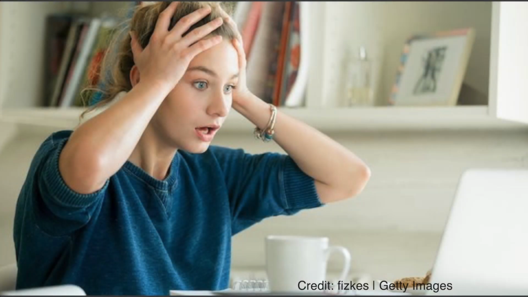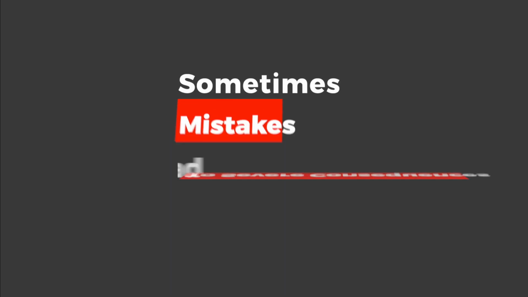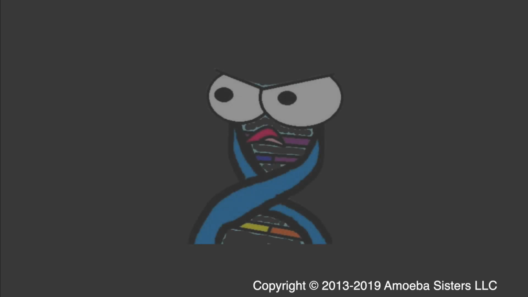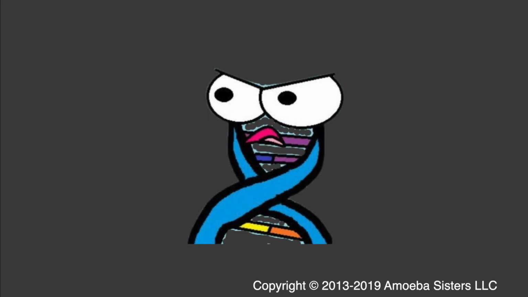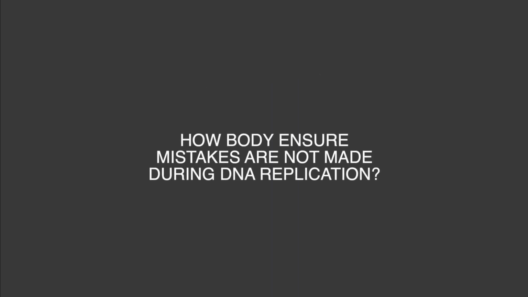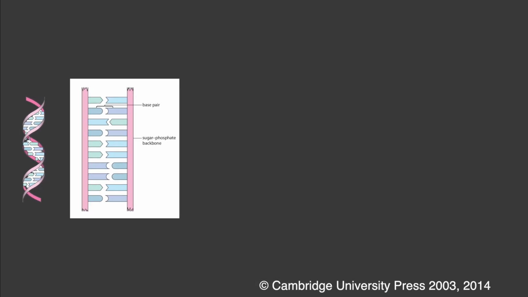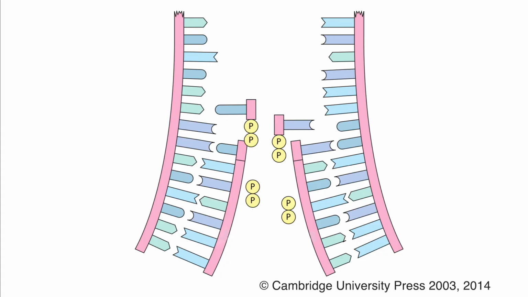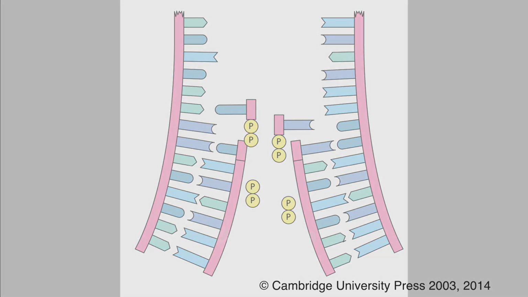Now, everyone makes mistakes. However, sometimes mistakes can lead to severe consequences. When it comes to DNA replication, a single mistake can result in a huge flaw in cell functionality. Now, how do you ensure mistakes are not made during DNA replication? Well, as we already know, DNAs are molecular polymers of nucleotides. DNA polymerase, which assembles nucleotides onto the original strand, only links complementary nucleotides to the growing new chain. This ensures mistakes are barely made.